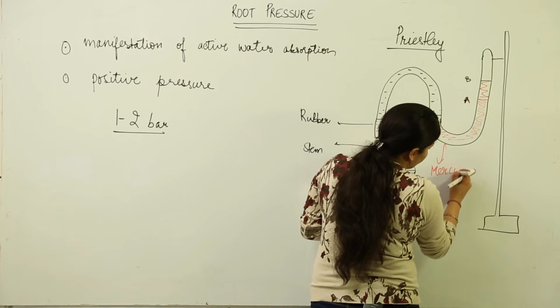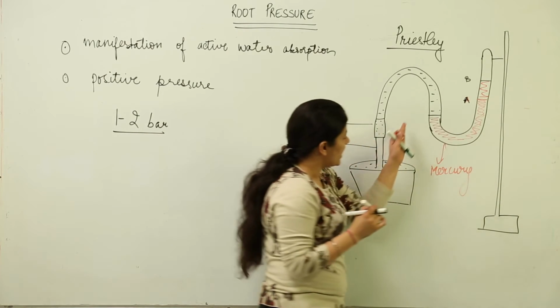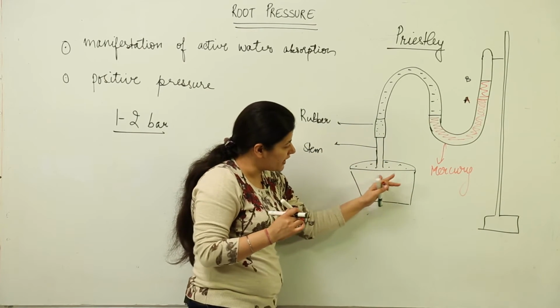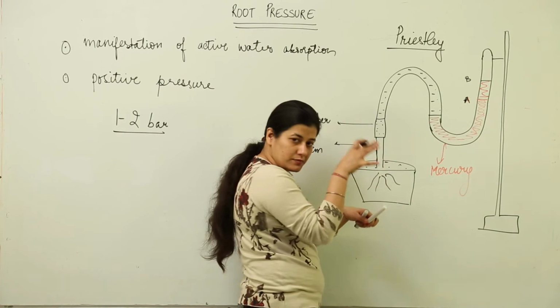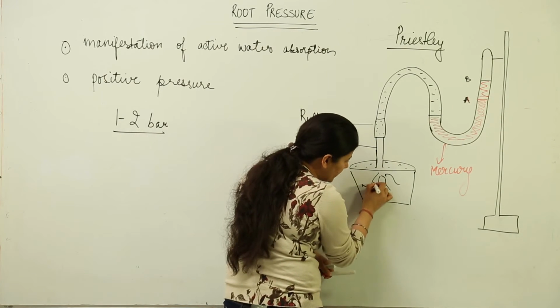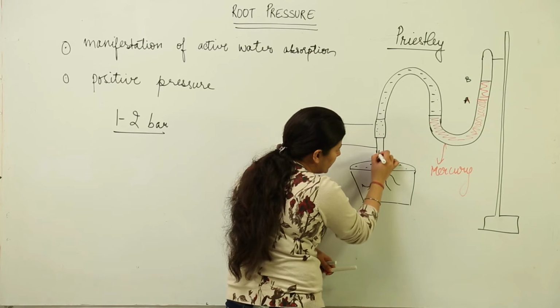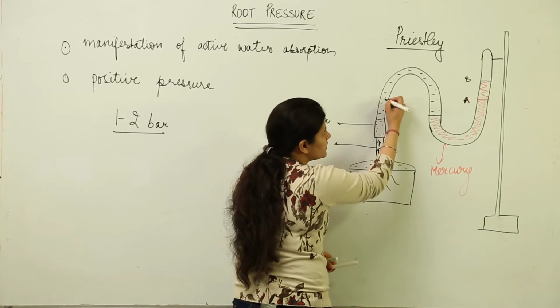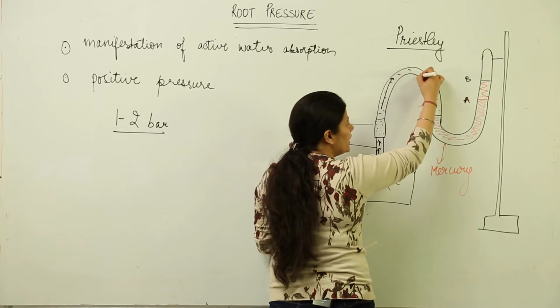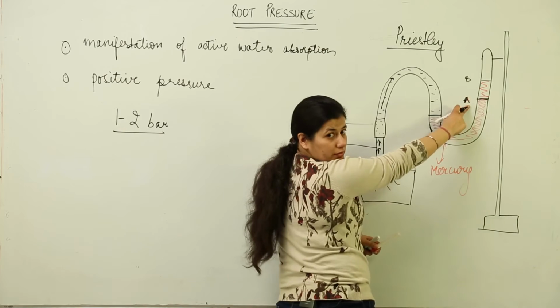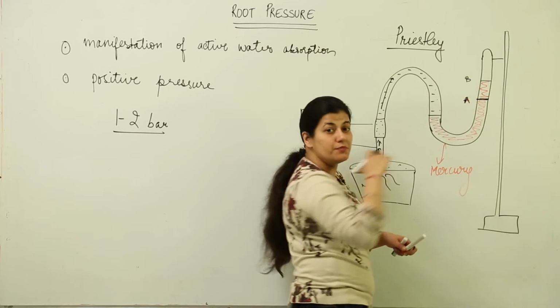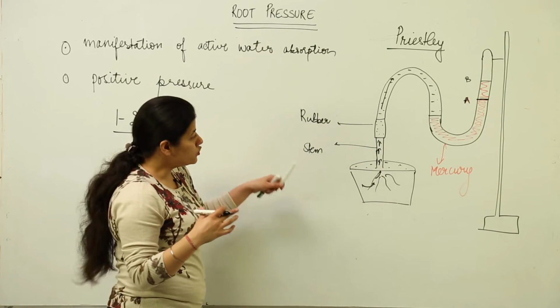Now this mercury is a fluid which rises as a result of a pressure that is being exerted by the roots. That means the water is being absorbed, the roots are absorbing something and putting pressure. They are exerting a pressure onto this water which moves further and makes the mercury level rise from point A to point B. So that would give the root pressure.